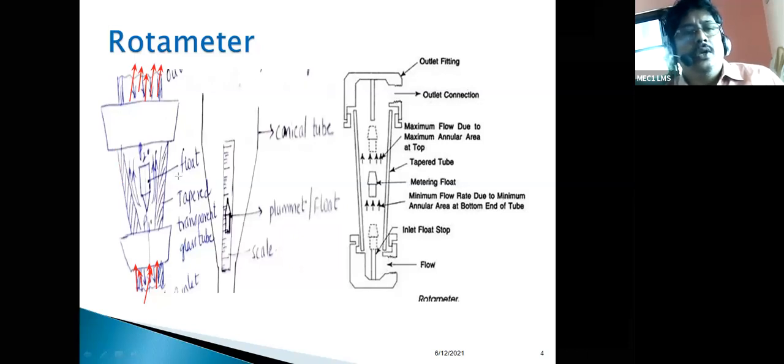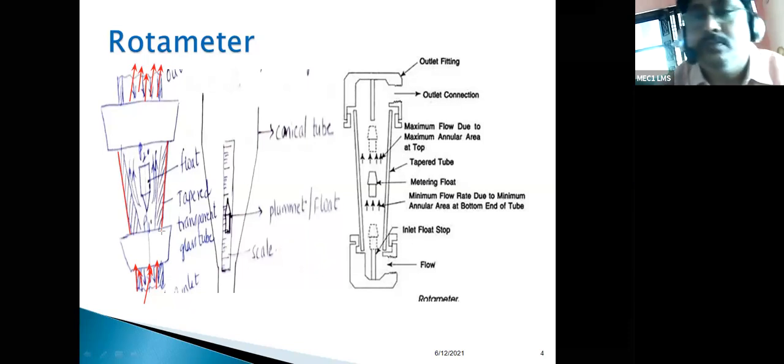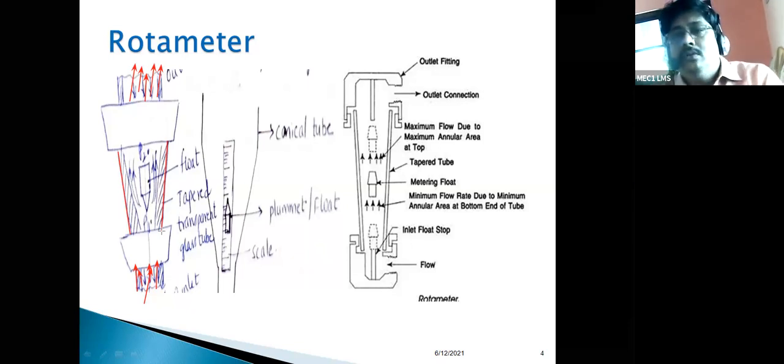See here, this is a long tube, right? This is a long glass transparent tube. So here the flow is taking place at the inlet, and here the outlet is discharging. Wherever you want to use it, it should be connected to that point.